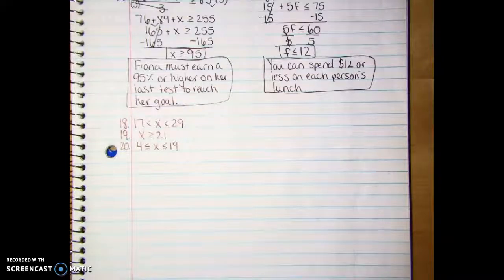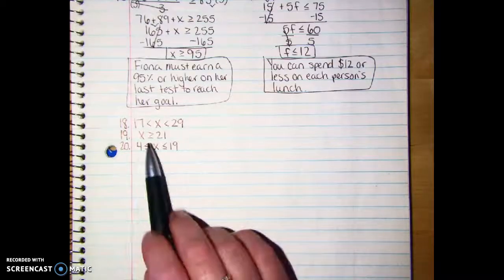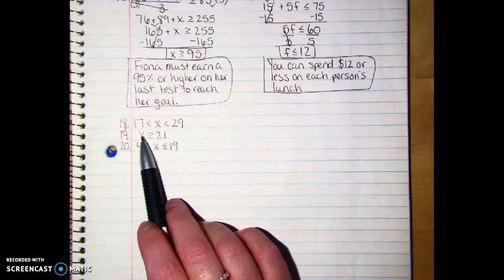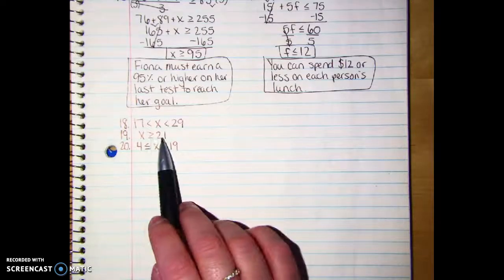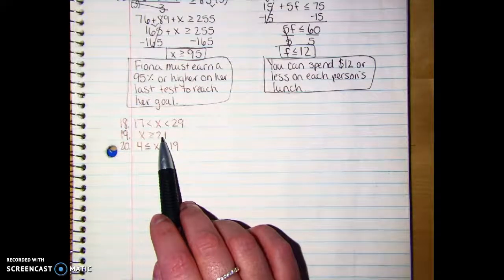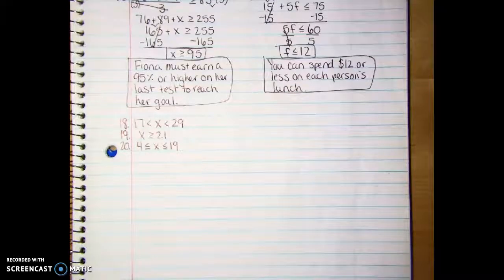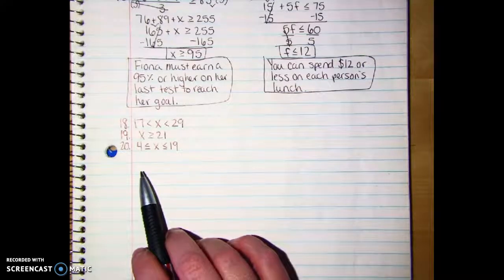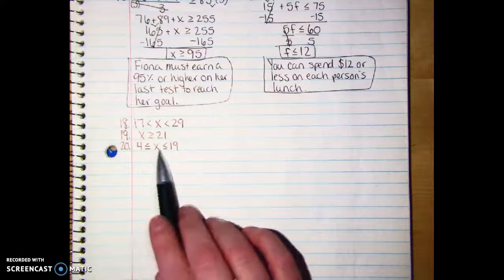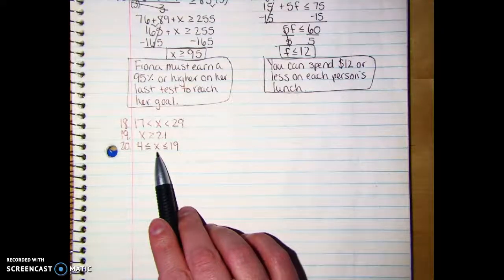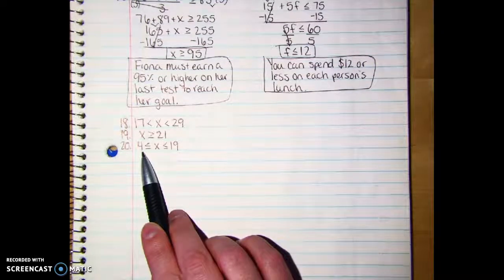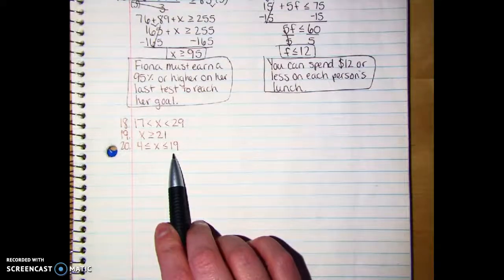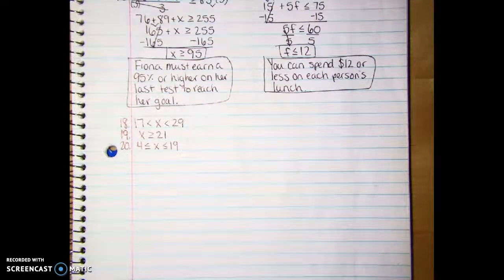Number 19, the minimum ACT score that UT will accept is 21. So x is greater than or equal to 21, meaning 21 is the lowest, and they accept anything 21 and above. And this last one, all real numbers x that are at least 4 and at most 19. So when it says at least and at most, that means you do include those numbers, so you do need to underline your inequality signs.